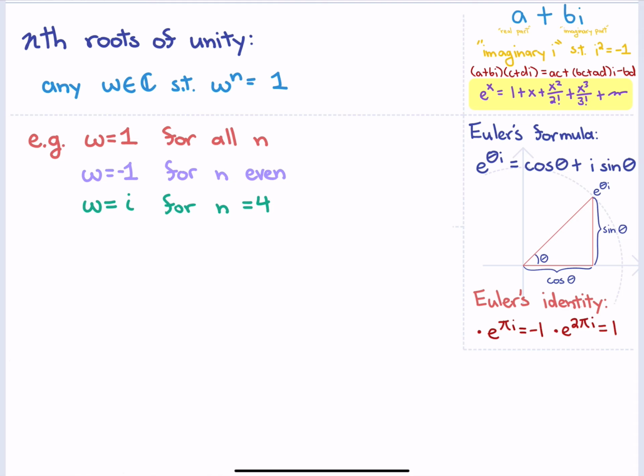What about for general n? What's a systematic way to generate a lot of roots of unity for something weird like 7? So 1 would count, but there might be others. What would be a 7th root of unity?